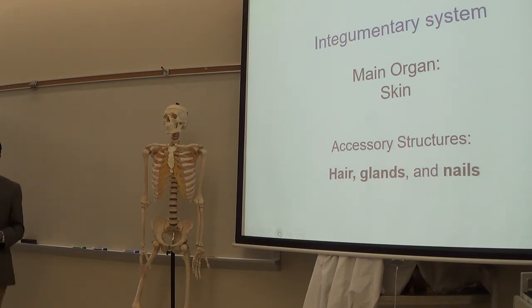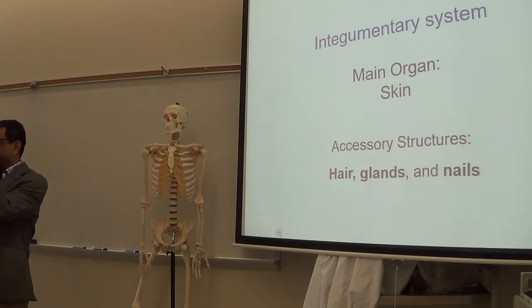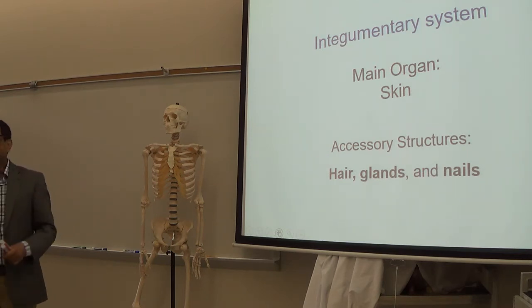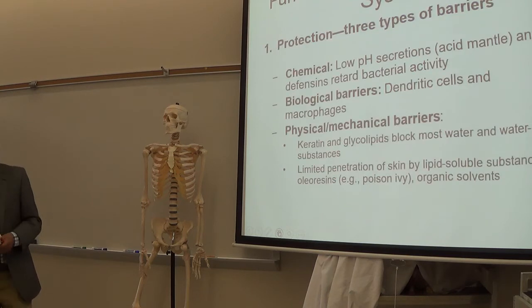Accessory structures are here, glands of the skin. Remember, not all the glands of the skin, like sweat and sebaceous glands, and nail. So those are the structures of the integumentary system. Functions of the integumentary system.